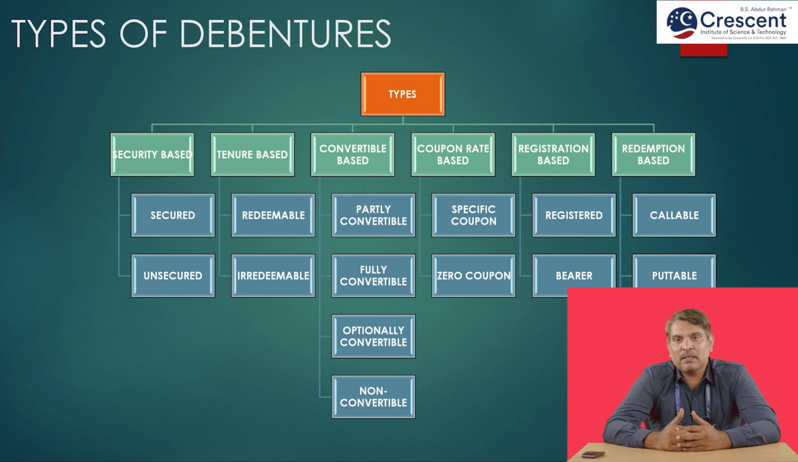Then based on the coupon rate, a specific coupon means a fixed percentage will be specified, like 8% interest every year. Zero coupon means there is no interest provided for this kind of security or debenture. What happens here is, when a company releases a debenture, let's say a 1,000 rupees debenture or bond, the company will say we will issue this bond for 800 rupees and we will redeem it for 1,000 rupees. Understand? They are selling it to you for 800 rupees and they are going to buy it back for 1,000 rupees, maybe after 5 years or 10 years.